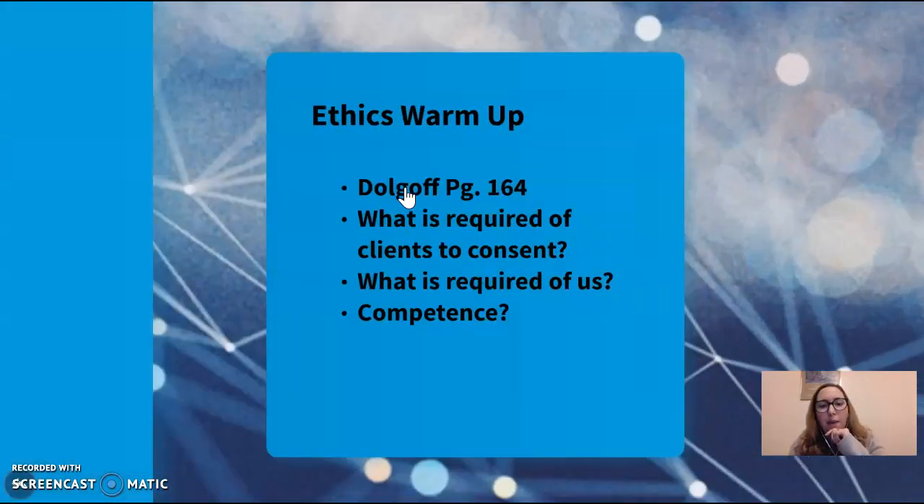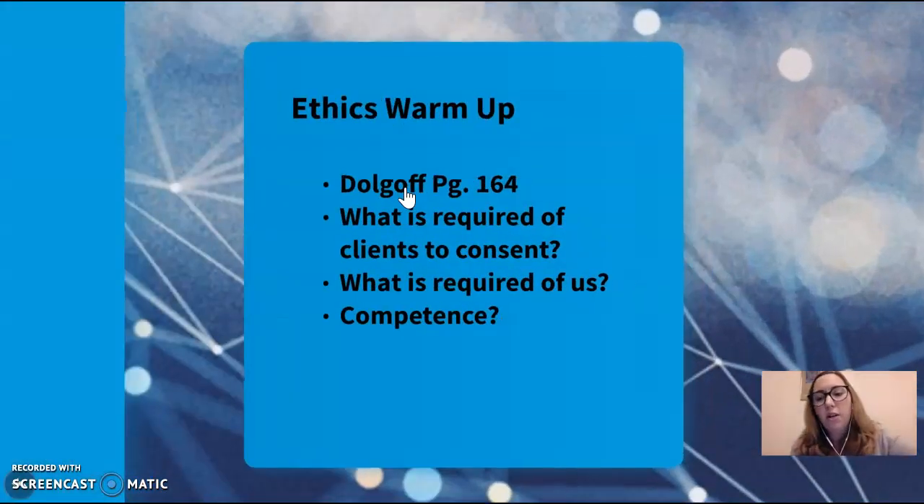I'm not going to go over this with you, but I'd encourage you to read page 164 in your Dolgoff text. It's an ethical dilemma, and they do a pretty nice job of outlining the considerations, but I wanted to direct folks to it because it highlights this question of consent, which is a critical feature of engagement. It highlights questions of what do we have to do to ensure that we've actually received consent, what do clients need to do to actually give consent, and then this question of competence.